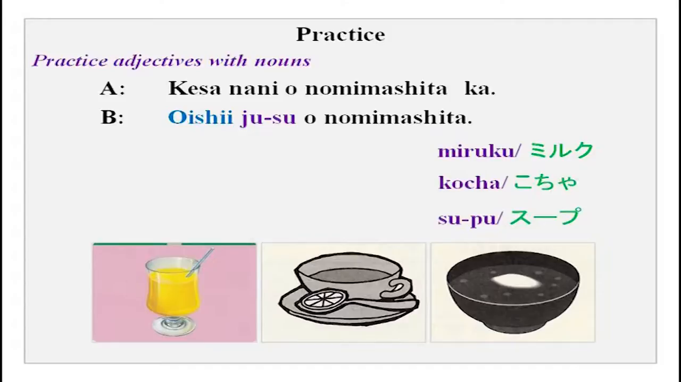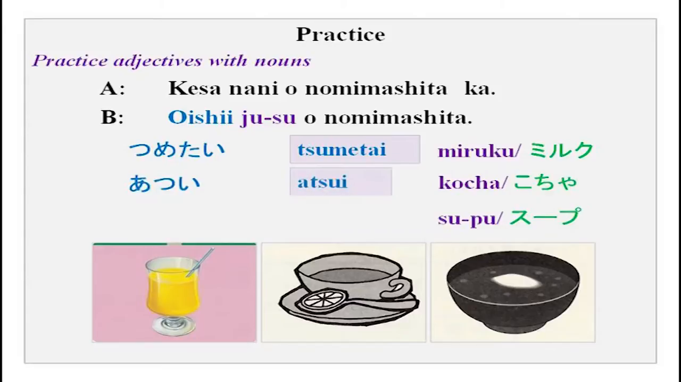Practice adjectives with nouns. Kesa nani o nomimashita ka? Oishii juice o nomimashita. We just did this in the previous slide. So now, what should come with milk? Let us see. What milk o nomimashita ka? Sumetai miruku o nomimashita. And kocha. What should come with kocha? Well, tell me what should come with kocha. Hai, atsui kocha o nomimashita. If it's nice and hot, then it tastes good. And with soup, atatakai soup o nomimashita.